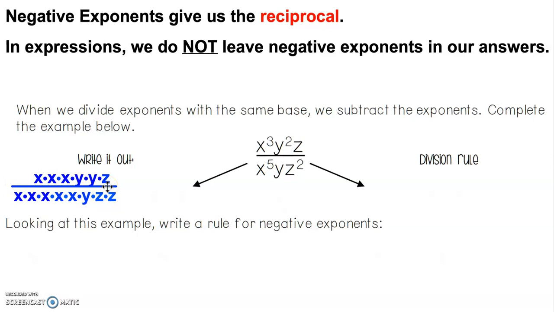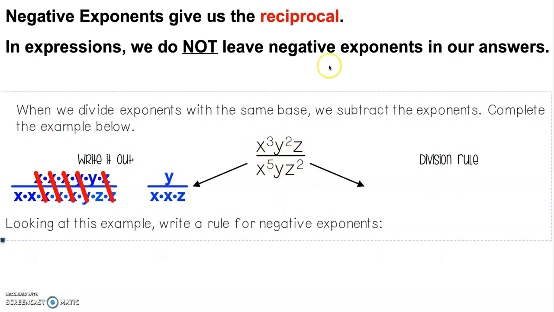If we were to simplify this, we would get rid of a pair of z's by reducing them away to 1, getting rid of a pair of y's, and 3 pairs of x's would reduce away to 1. So what we're left with is a y on top, x squared on bottom, and a z here. So that looks like y over x squared times z.